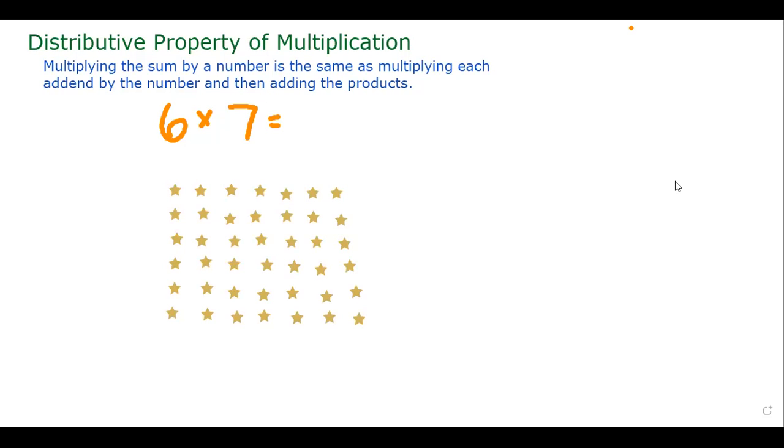What I'm going to do now is take this big array and break it up into 2 smaller arrays. Okay, so I'm either going to divide and draw a line up and down to divide it this way into an array over here and an array over here, or I can divide it long ways into an array here and an array here. It doesn't matter either way when you're using the distributive property, as long as you still continue to make sure that your rows are equal and your columns are equal in each array you build within that large array.